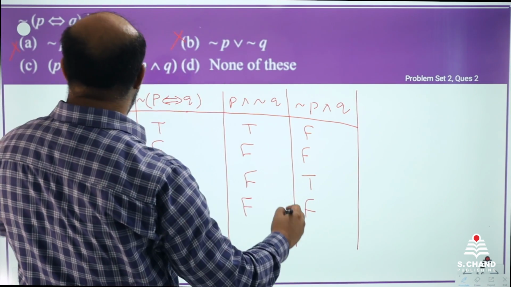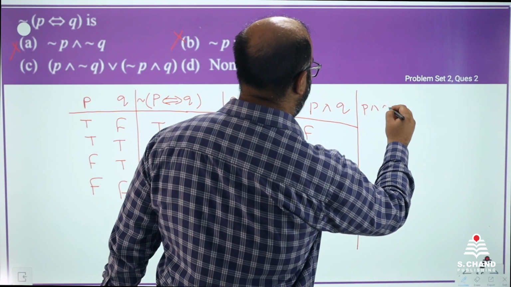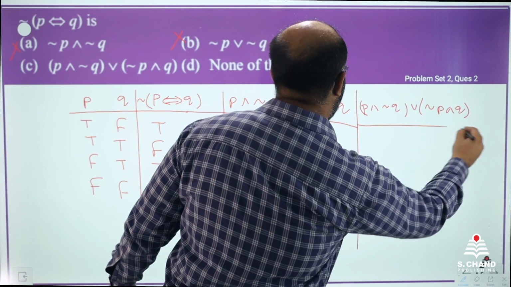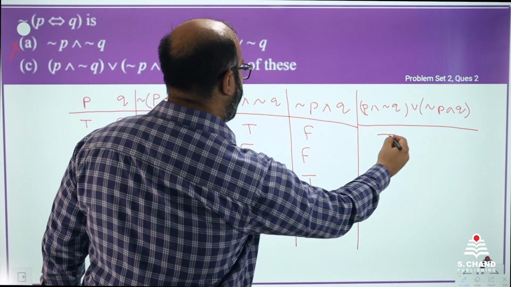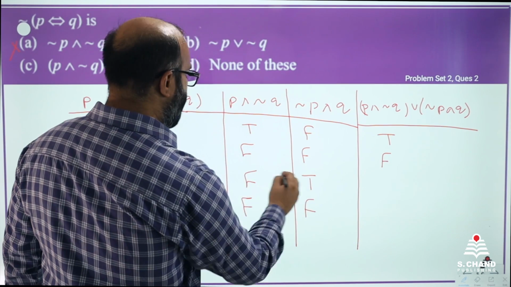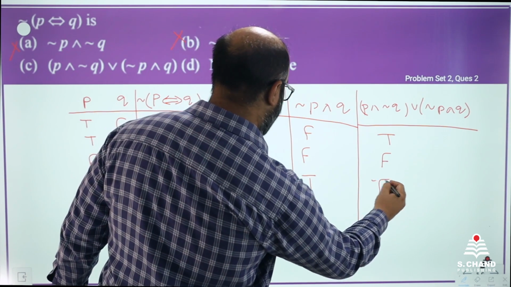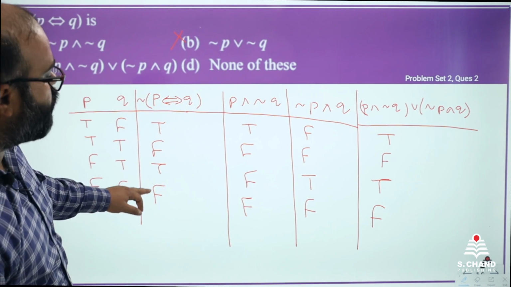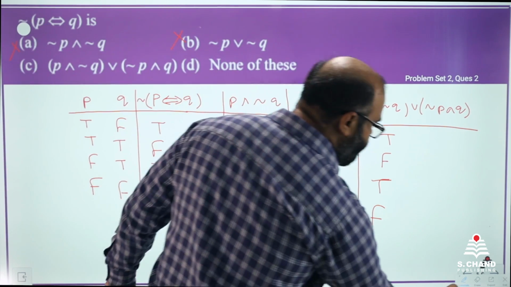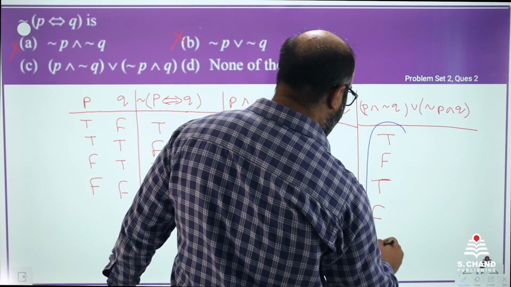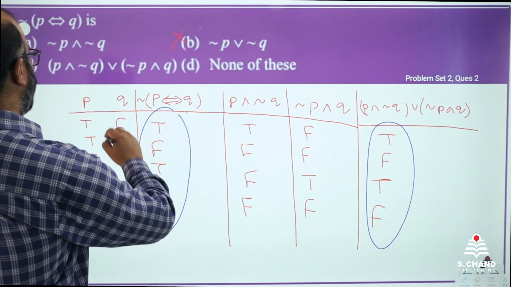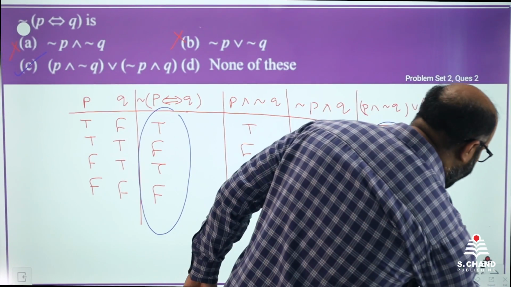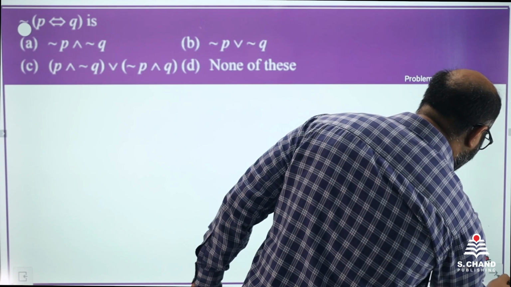Now if we take the or of both of them, P and not Q, or not P and Q, like this. So what will happen? If you take the or, true or false will be true, false or false will be false, false or true will be true, of course, false or false will be false. So does this match? True, false, true, false. So yes, this one and this one is matching. So we say that option C is the correct option. Both have the same truth table. So they are equivalent statements.